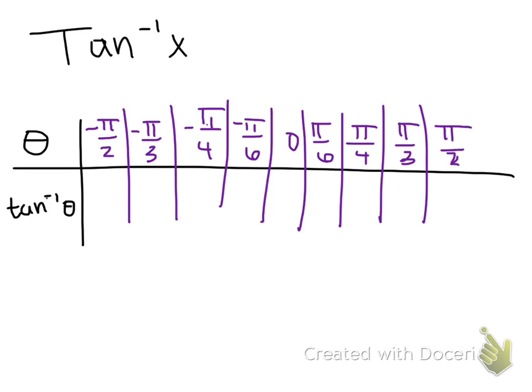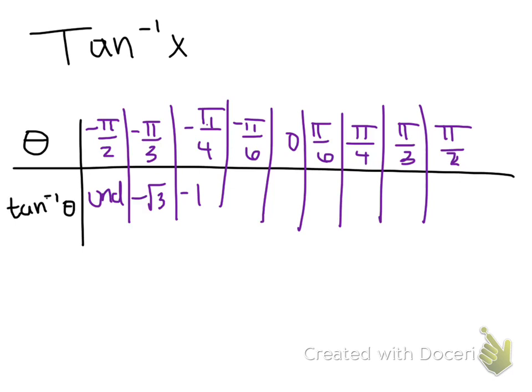It definitely helps to have your unit circle handy, just to visually look at the coordinates, and we can also discuss them. For negative pi over 2, the coordinate is 0, negative 1, and when I do y divided by x, I get undefined. For negative pi over 3, the coordinate is 1/2 and negative root 3 over 2. So when I do y divided by x, I get negative root 3. For negative pi over 4, it's root 2 over 2, negative root 2 over 2. So I'll get negative 1.